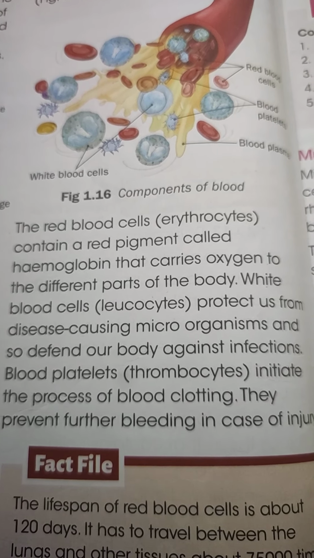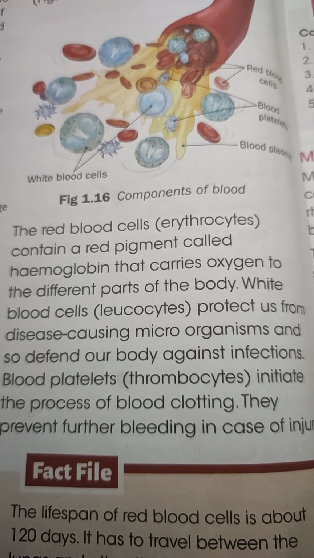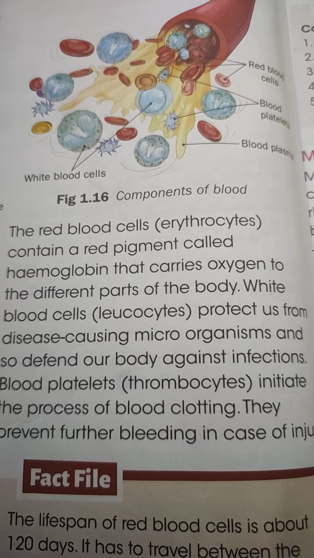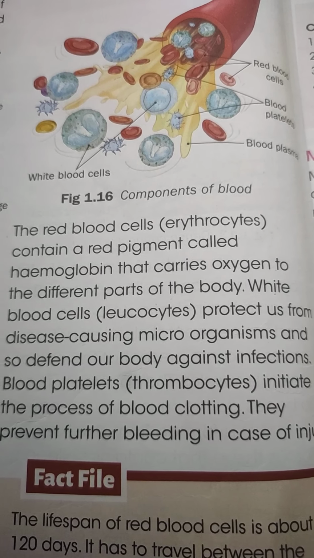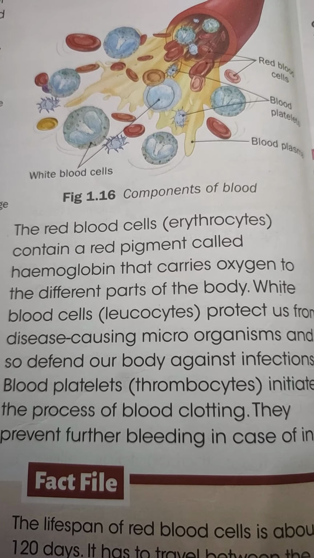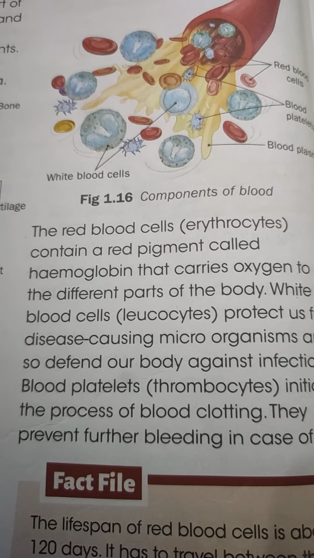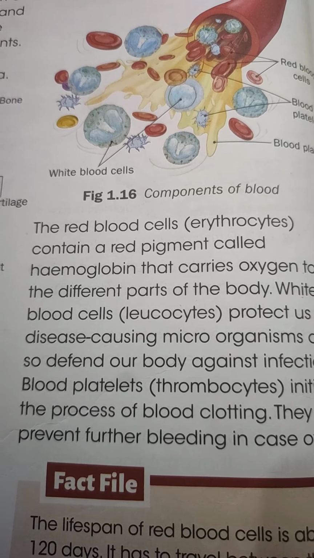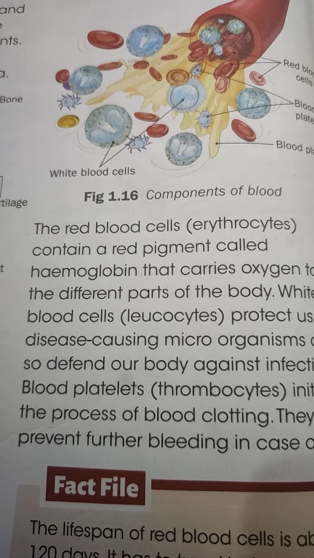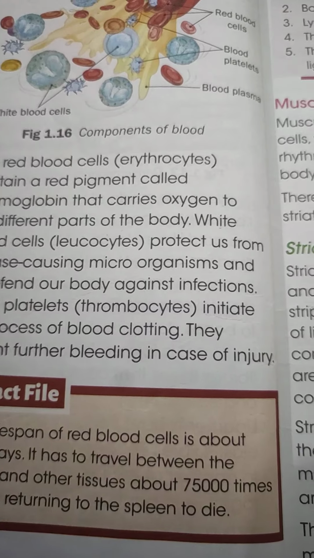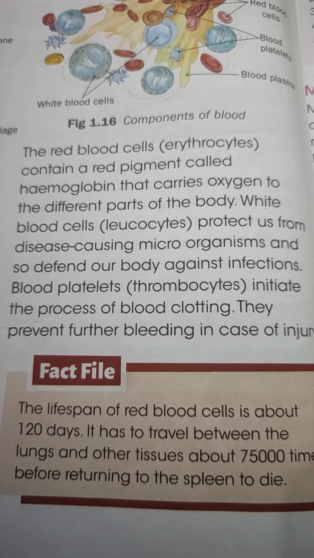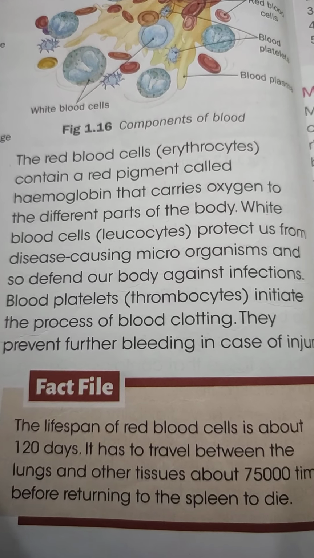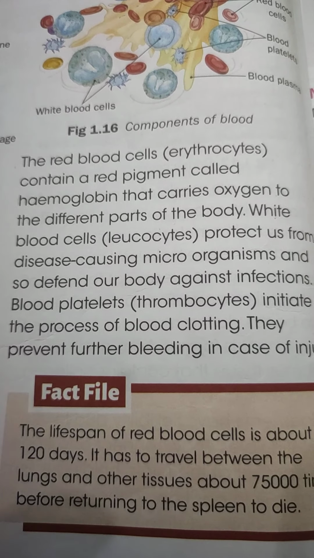Blood platelets are helpful in blood clotting. Means whenever we get hurt and there is a wound, a dark colored clot is formed on the wound, and that stops the bleeding. That process is known as blood clotting. So that is also very important because it prevents further bleeding. Otherwise the bleeding will continue and the person can die.